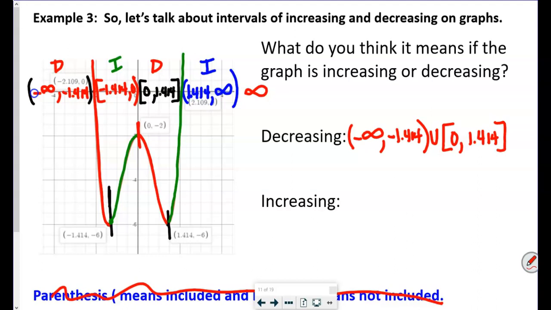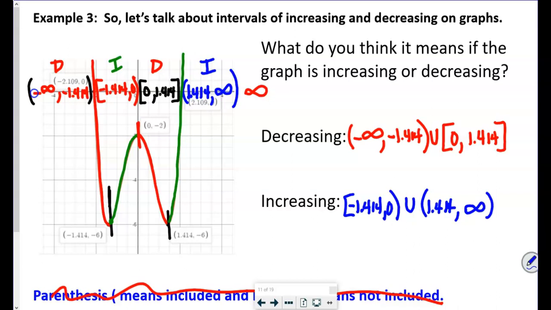So now we're going to talk about our intervals of increasing, okay? So our intervals of increasing were from negative 1.414, comma 0, and we had a parenthesis there. And then I'm going to union that with the set of numbers for my other set of increasing, and that one's going to be 1.414, comma, onto infinity.